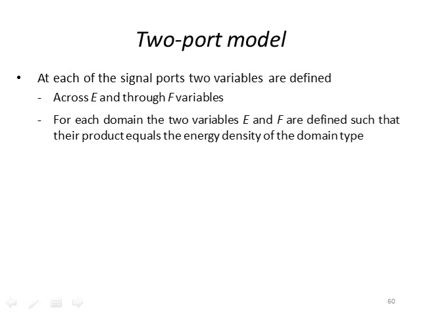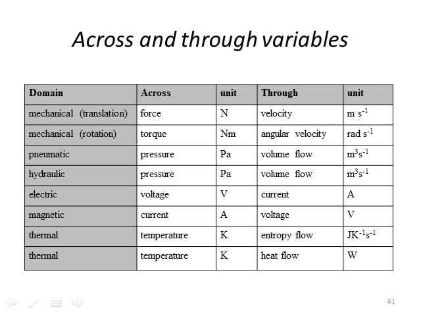At each of the signal ports, two variables are defined, across variables E and through variables F. In each domain, the variables E and F are defined such that their product equals energy density type. And these are examples of mechanical, pneumatic, hydraulic, electrical, magnetic, and thermal domains, and the associated cross variables in unit, and the through variables in unit.